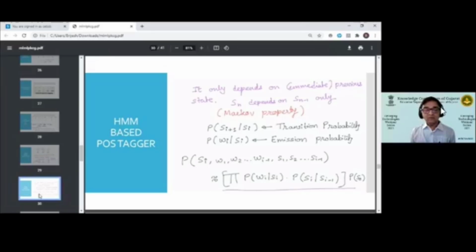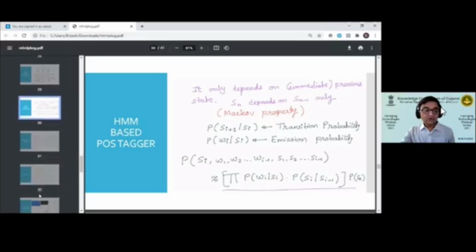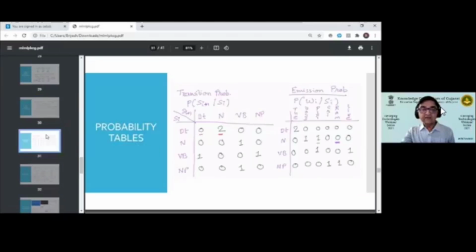So the overall probability structure of a word sentence given part of speech is modeled as the product of probability of Wi given Si, into probability of Si given Si minus 1, into probability of S0, which was your starting state. With this formula, and given the probability tables of transition and emission, you can predict the probability of a new sentence. So what you need is a transition table like this.